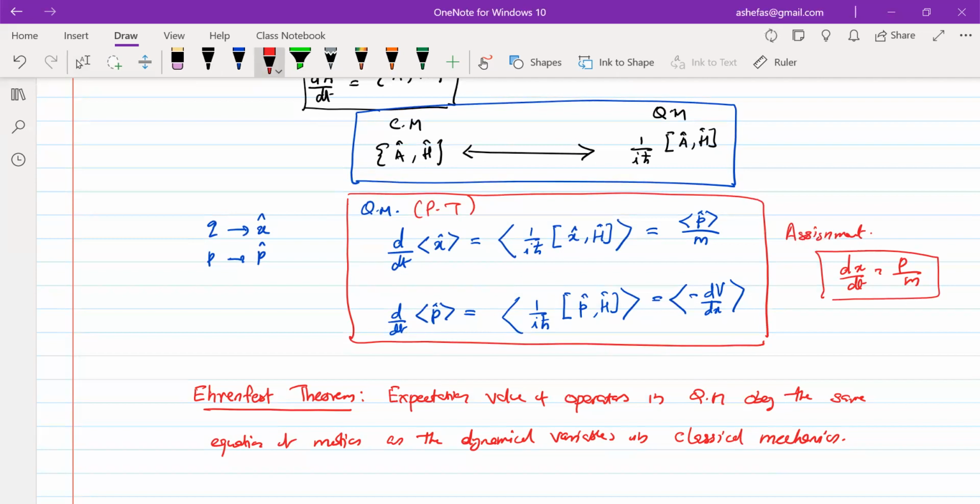So when you are going from classical mechanics to quantum mechanics, you have to replace the dynamical variable with the expectation value of the corresponding operators, because the dynamical variable is not directly an observable quantity in quantum mechanics. That is what is called Ehrenfest's theorem, that the expectation value of operators in quantum mechanics obeys the same equation of motion as the dynamical variables in classical mechanics. So this can be taken as the illustration of Ehrenfest's theorem.